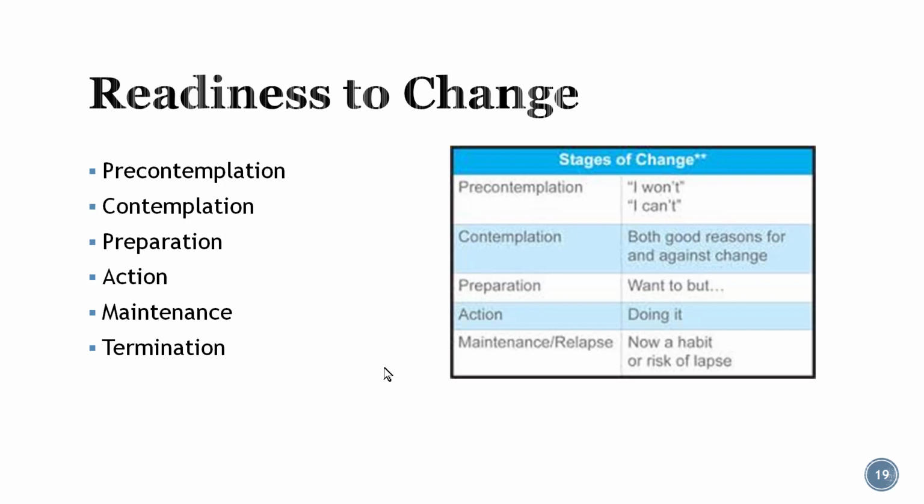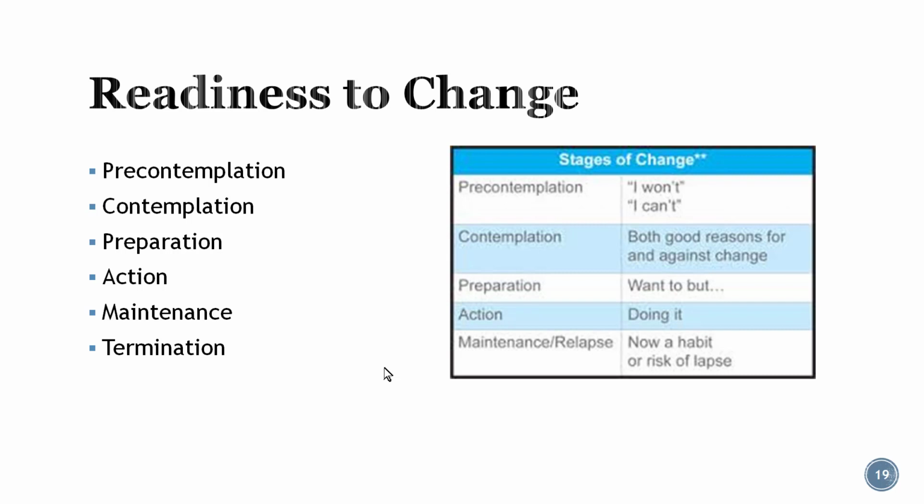In the action phase, people externally modify their behavior and their environment. So they're taking an action, they're doing it. But this stage requires the greatest commitment of time and energy. And people in this stage are at risk for reverting to old and unhealthy patterns of behavior. So there's a high risk for relapses.